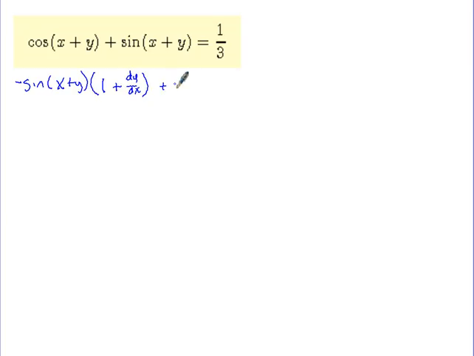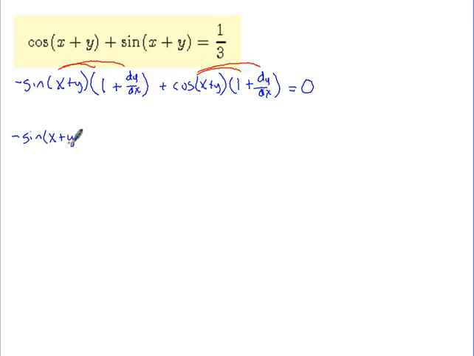Do the same thing over here. What's the derivative of sine? It's cosine, original inside, times 1 plus dy/dx equals 0. So here, what you have to understand is that this whole thing has to be distributed to that. Same thing, this whole thing has to be distributed to that. So negative sine of x plus y times 1 is negative sine of x plus y. It's just itself. But then times dy/dx is negative sine of (x plus y) dy/dx.